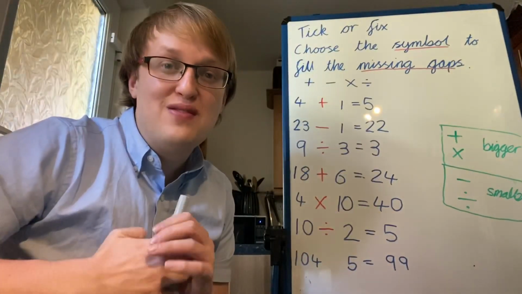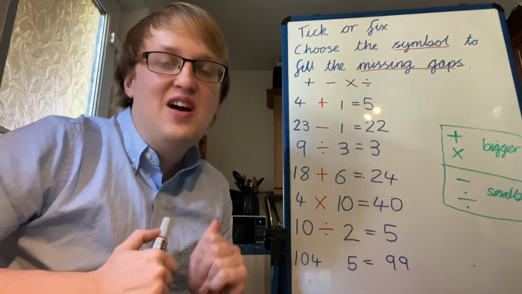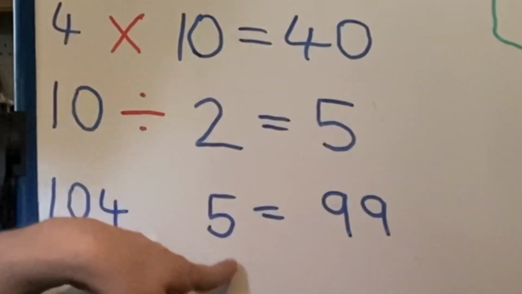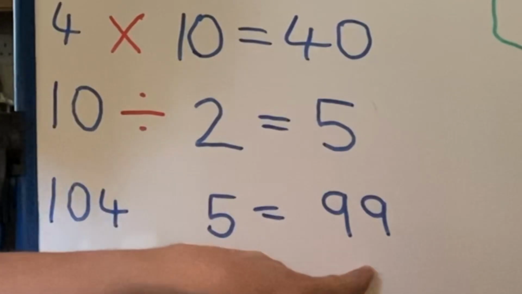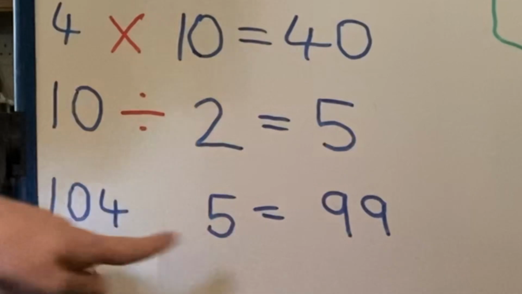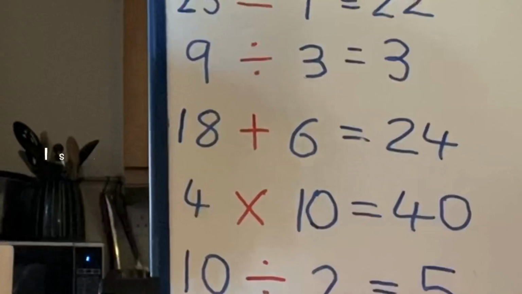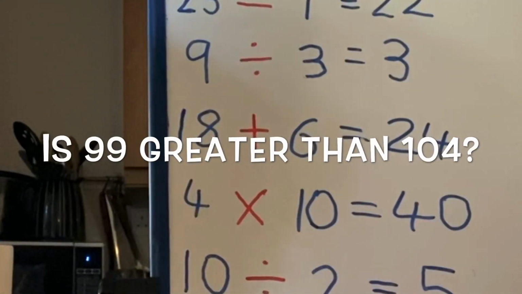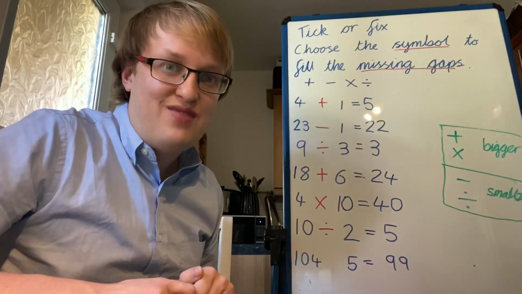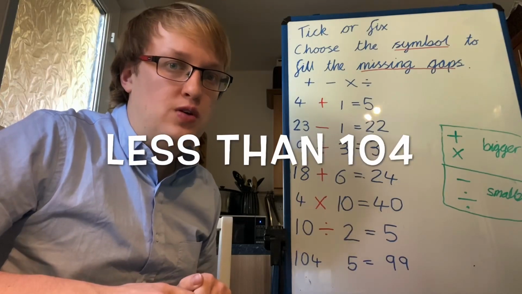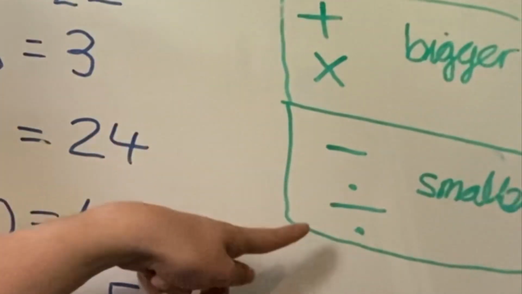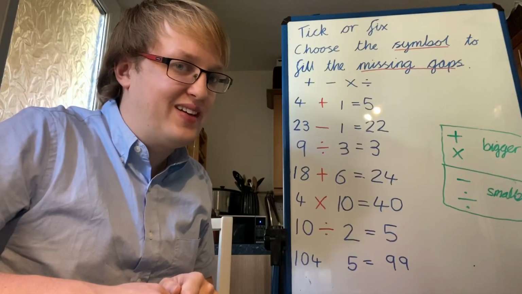Right, it's time for our final question. You're doing really well, guys. Let's see what we have. 104, 5, and 99. So our next step is to see if 99 is greater than or less than what we started with, 104. So is 99 greater than 104? Or is it less than 104? That's right, 99 is less than 104, which means this missing symbol will either be subtract or divide. Which one do you think it is?